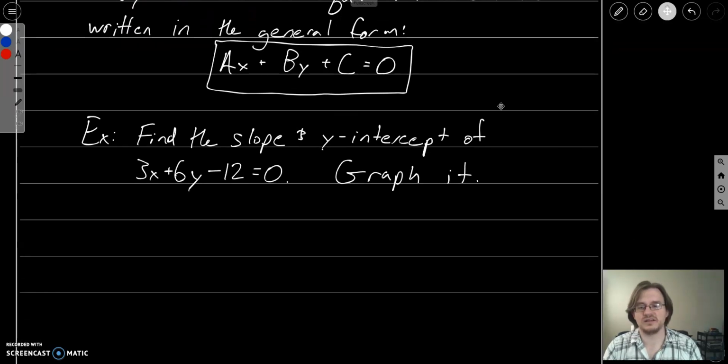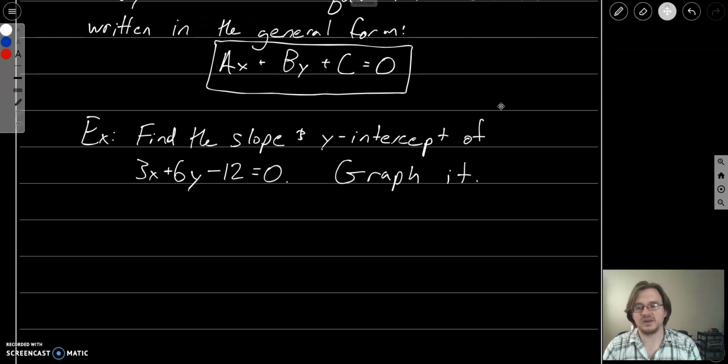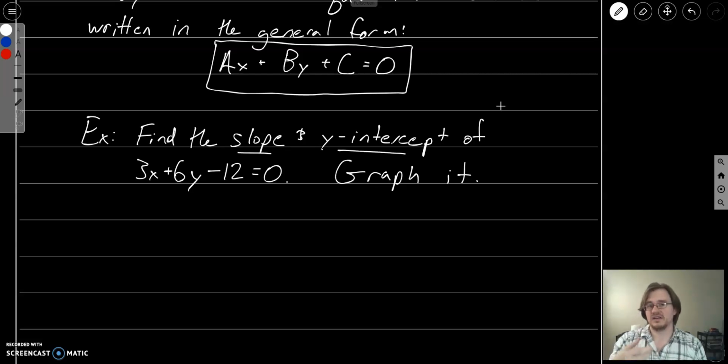So here we have an equation 3x plus 6y minus 12 is equal to 0. And they're asking for the slope and the y-intercept. There is a form called the slope-intercept form. Let's put it into that form, and we'll be able to read off the slope and the intercept. So remember that slope-intercept form is y is equal to mx plus b. So the key feature here is y is by itself on this side. So let's solve this equation for y.